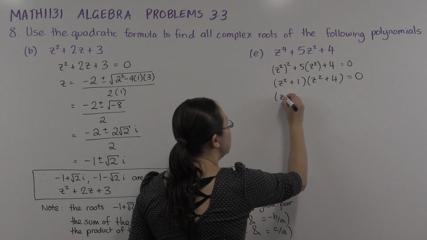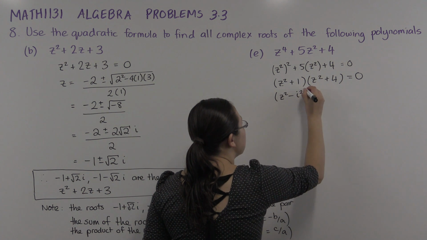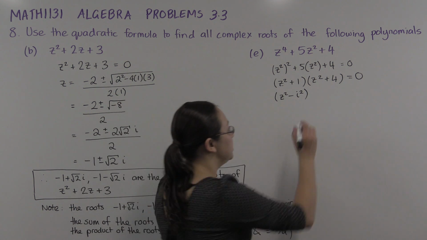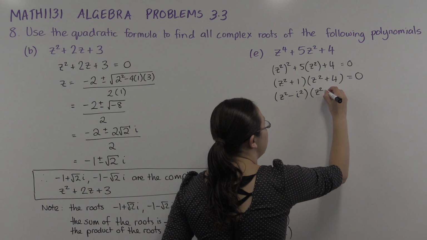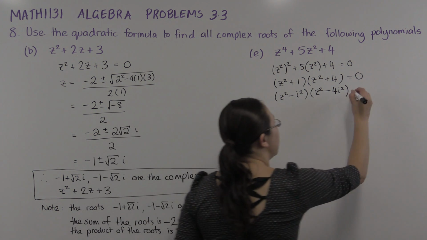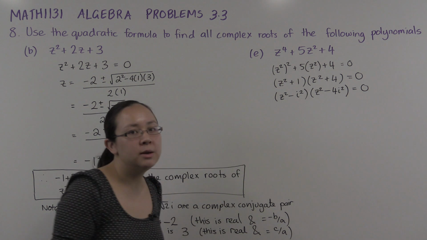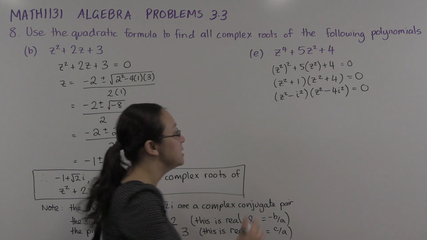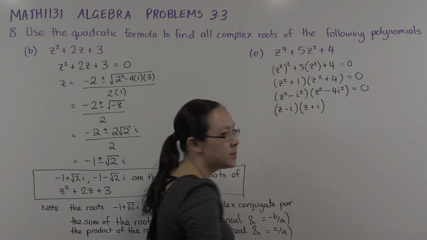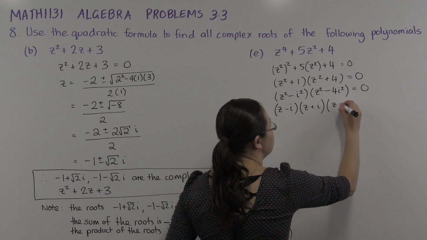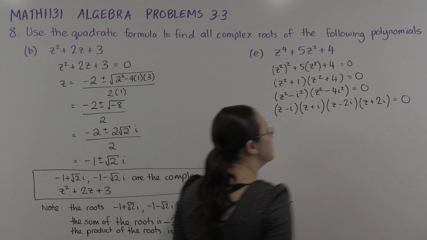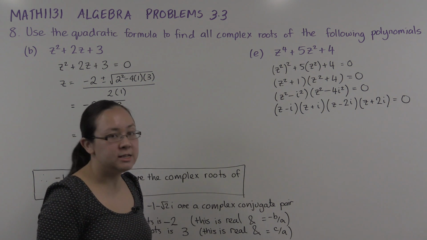So z squared plus 1 is actually z squared minus i squared. i squared is minus 1, so minus i squared is plus 1. Similarly, z squared plus 4 is z squared minus 4i squared. The reason I want to do that is because now z squared minus i squared is a difference of two squares, and I can factorize it. So this gives me z minus i times z plus i. And the second factor here gives me z minus 2i, z plus 2i. From here I can write down all my roots.